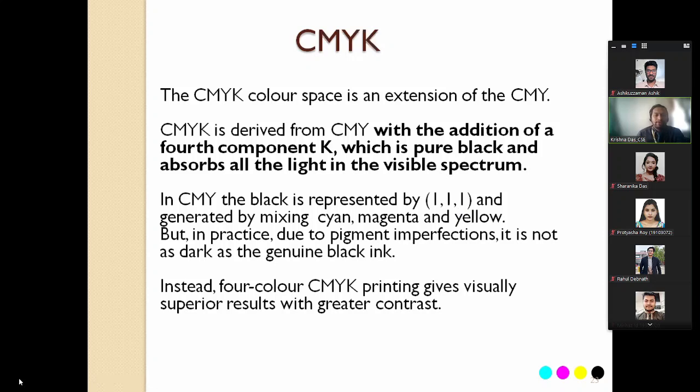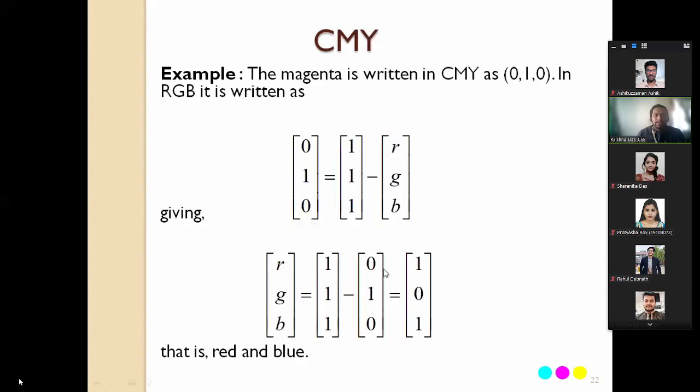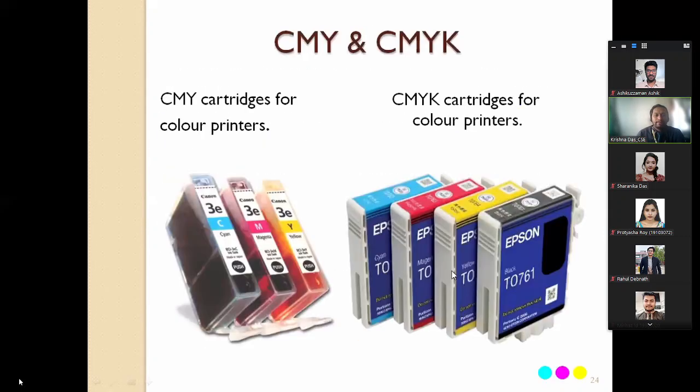So that combination cannot actually give the true black color. That's why an extra cartridge for K, which is denoted as K, has been added with CMY. For getting the pure black, we need an extra one, just as an advantage for the printing devices, so that an extra cartridge has been added as black.